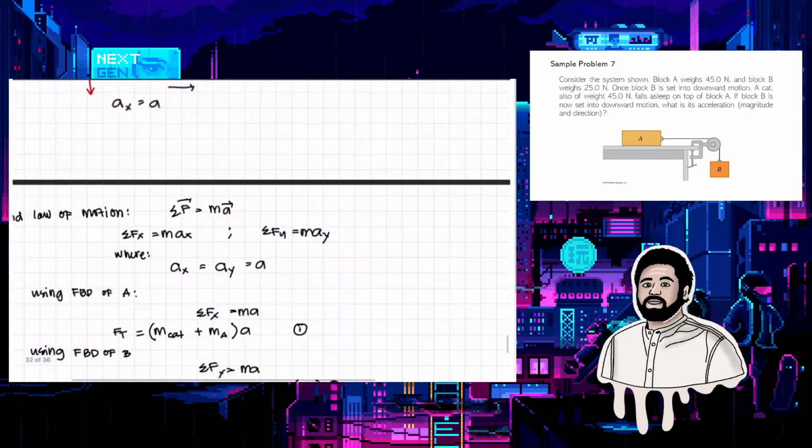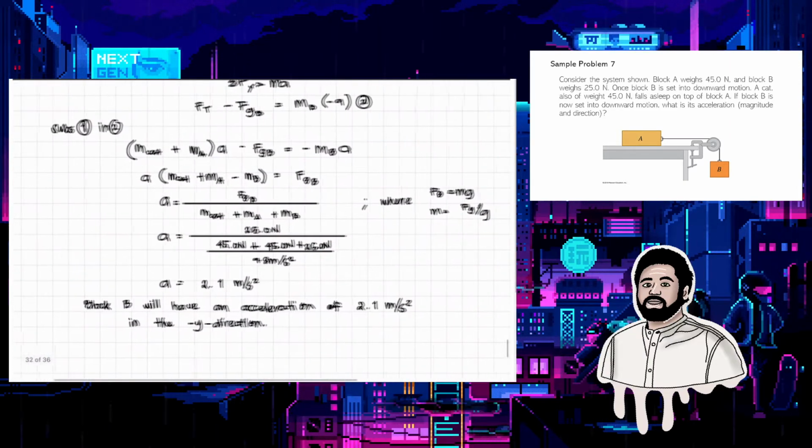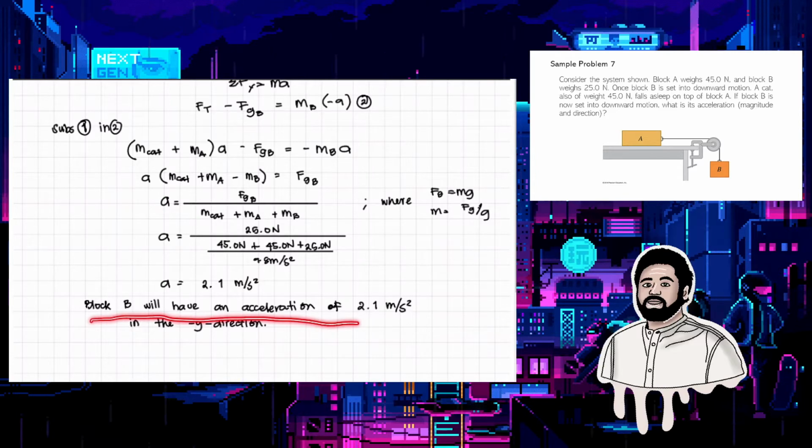Okay, but for this case, we got a positive value that is 2.1 meters per second squared. So our assumption is correct. Block B will have an acceleration of 2.1 meters per second squared in the negative y direction, because we are to solve for the acceleration of block B, with its magnitude and direction. Okay, so that's for sample problem number 7.